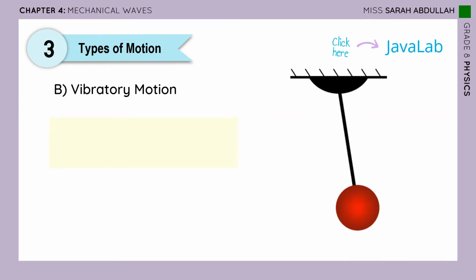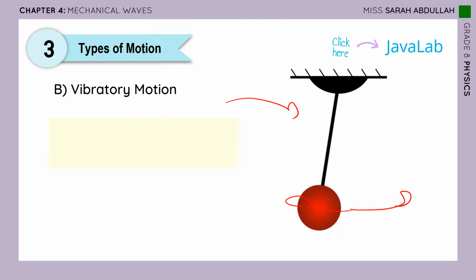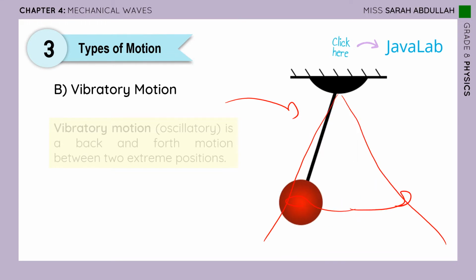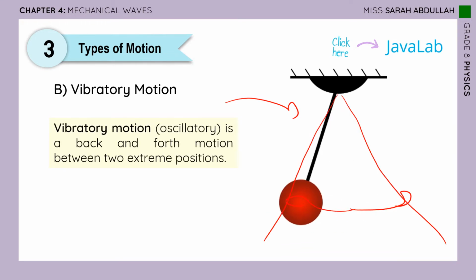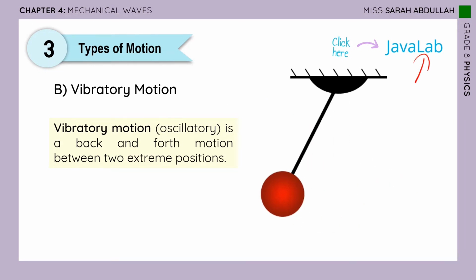The second type of motion that I will be speaking of is the vibratory motion. So you guys can see from this pendulum that is moving, it is moving back and forth between two extreme positions. Okay, so this is what a vibratory motion is, or we call it oscillatory. So it is a back and forth motion between two extreme positions. Let's take a look at this vibratory motion in this simulation.